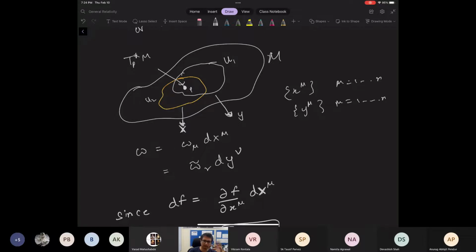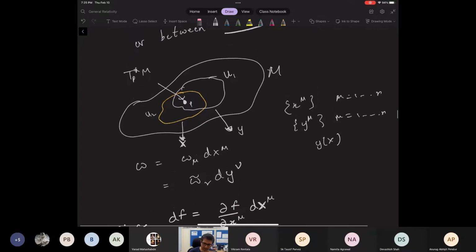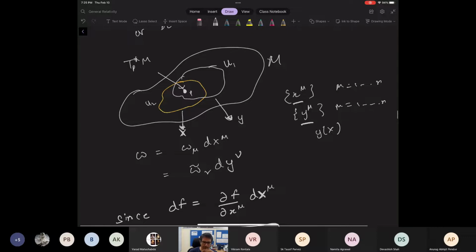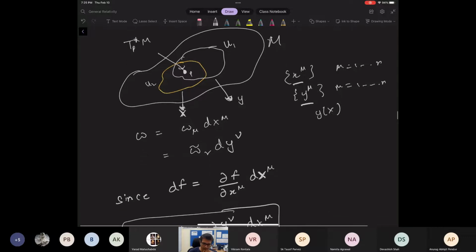Since this is a smooth manifold, the functions y(x) or x(y) are well defined and differentiable, infinitely differentiable. So now this point P can be described either using the x coordinates or using the y coordinates. What that means is I can write any dual vector omega which belongs to this T_P star M.